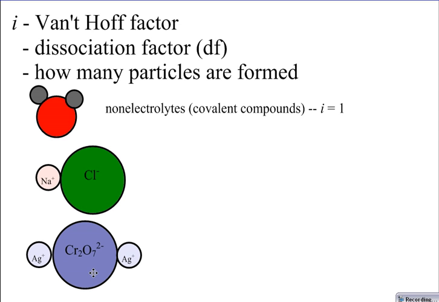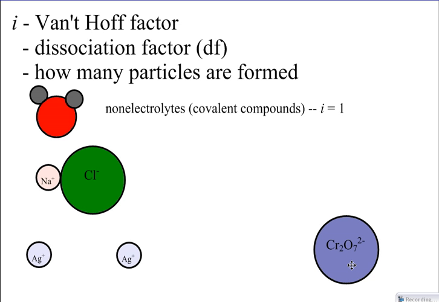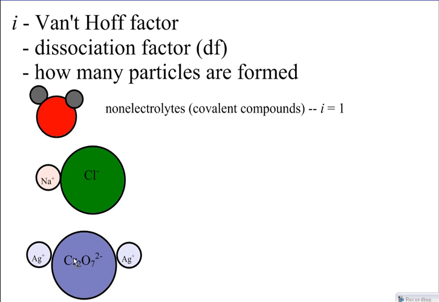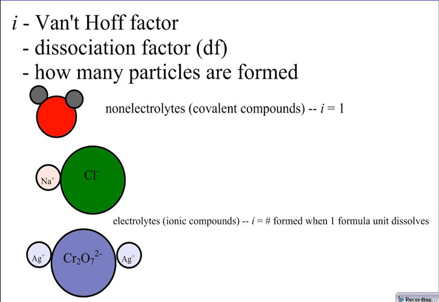What about silver dichromate? When that dissolves, the dichromate is going to be attracted to the positive end of water, so this is the hydrogens. The oxygens are going to surround the silvers, and we'll end up with a Van't Hoff factor of 1, 2, 3. In baby chem, I taught this to you as separate the metals from the non-metals and count how many you have when you balance the equation. So for any electrolytes, for ionic compounds, the Van't Hoff factor is going to be the number of particles formed when one formula unit dissolves.